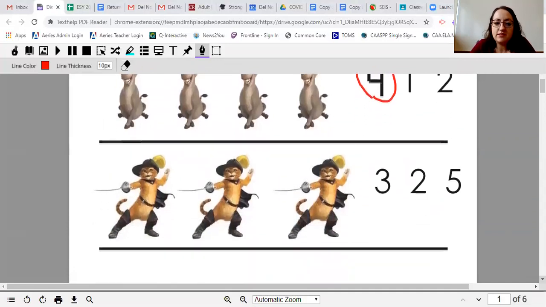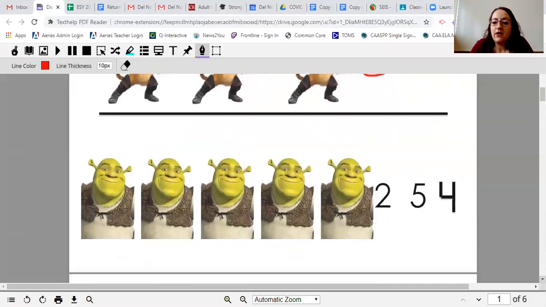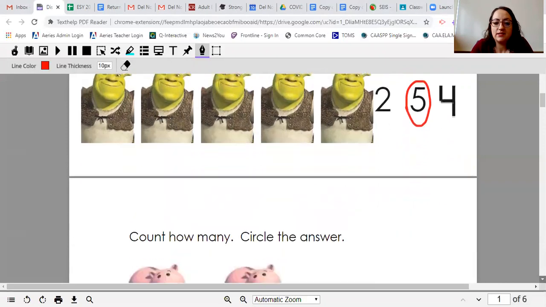We're going to count how many Puss in Boots we have. So we have 1, 2, 3. Now look here, I'm going to find my 3 and circle it. Then here we need to count how many Shreks we have. So we have 1, 2, 3, 4, 5. I'm going to find my 5 and circle it.